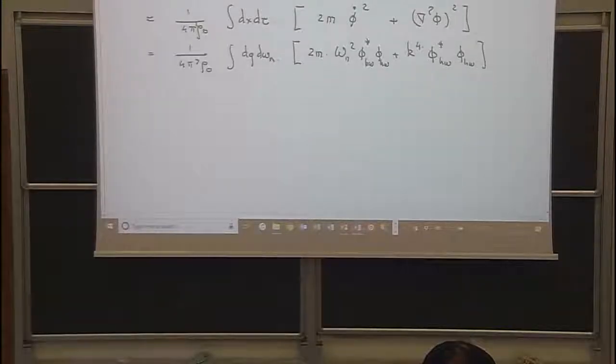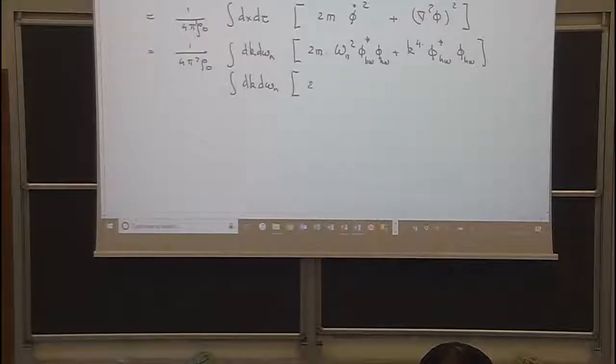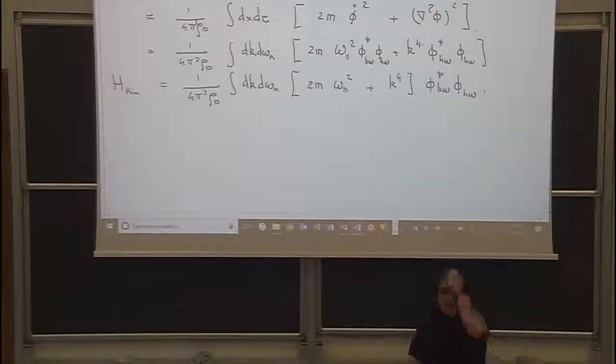So at the end of the day, I have a very nice quadratic Hamiltonian, with something which is 2m omega n square plus k to the 4 times phi star k omega phi k omega. And I have a prefactor here, which is 4 pi square rho 0. So this is the kinetic energy. Now, am I happy with this result?